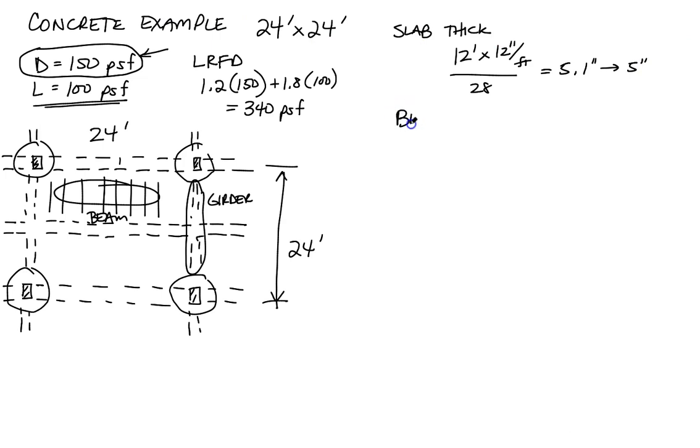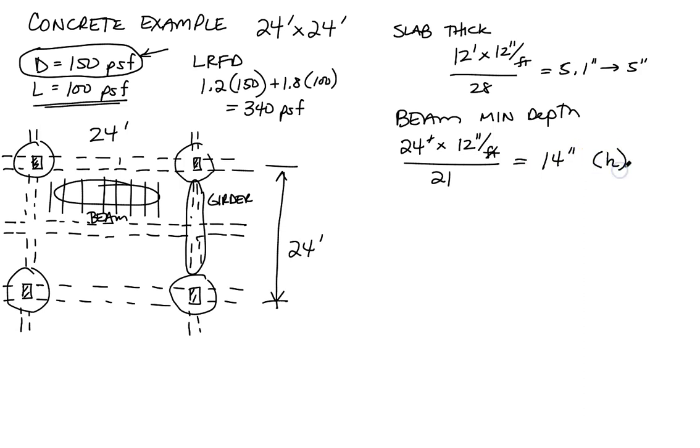Next, our beam. Minimum depth. So this would be on page 26, so it'll be there in just a second. We've got a 24-foot span on our beams. We've got 12 inches per foot, again keeping in account the units, and we're going to divide by 21. I'll show you exactly where that is here in just a second. That gives us a 14-inch depth, which is also going to be known as H in some of these tables.